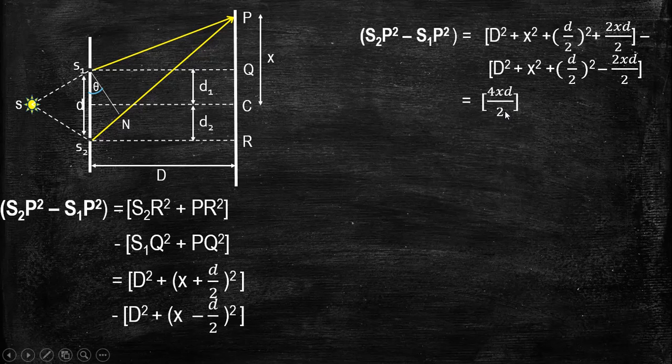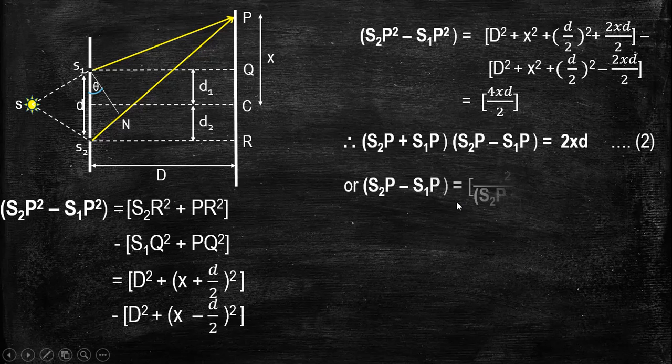So it equals 4XD by 2. S2P square minus S1P square is nothing but A square minus B square, which equals A plus B times A minus B. So S2P plus S1P into bracket S2P minus S1P is nothing but S2P square minus S1P square. We want this term, which is nothing but the path difference. So here 4XD upon 2 I am writing as 2XD. I write it as equation number 2.